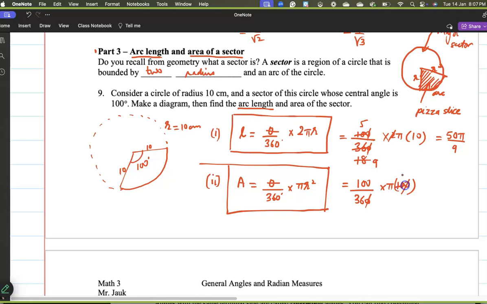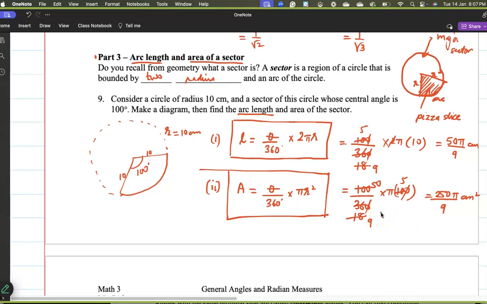Cancel, cancel. 2 5s are 10, 2 18s, then 2 9s. So 250 pi upon 9. Correct? Now this will be centimeters, what? Centimeter squared, yeah.